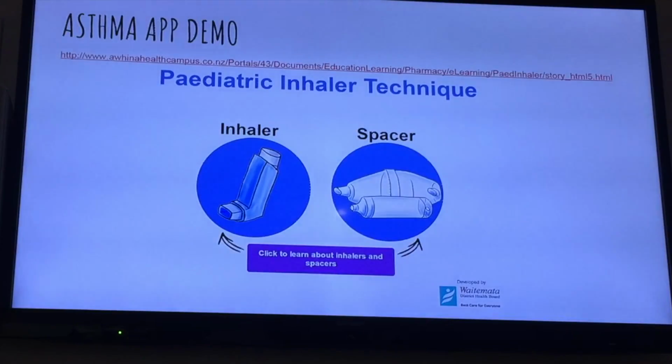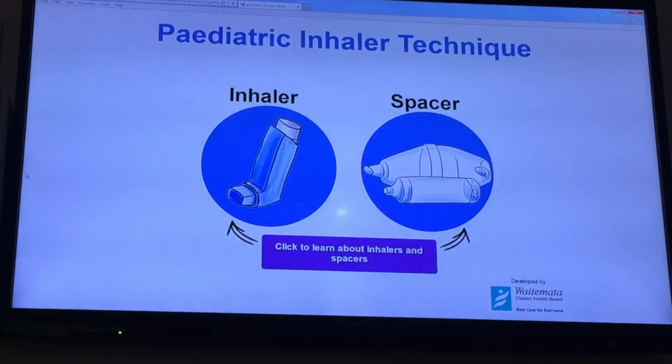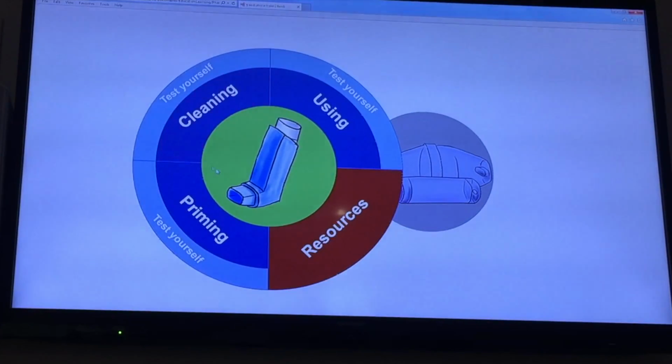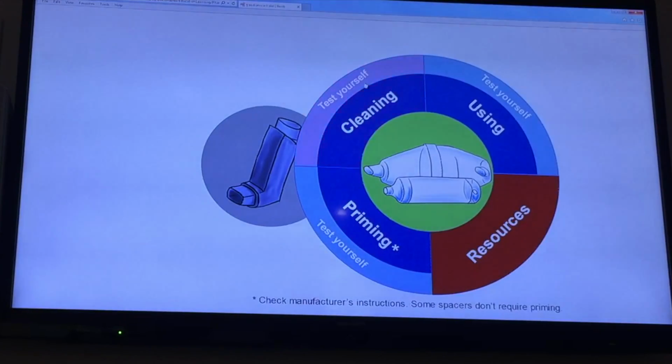May I have a show of hands, how many of you have seen the Asthma app before? Oh, wonderful. So as you can see, it's very well received. However, for the sake of those who have not, we are just going to go through what the app is about. This is what you'll see when you enter the app on any mobile device, and it's divided into inhaler and spacer. You click on one, and each one will have 3 different things you can learn about: priming, cleaning, and using, as well as some background resources. And you can also test yourself as well.